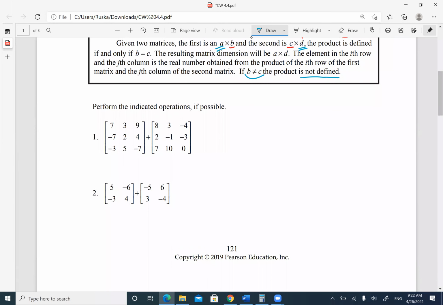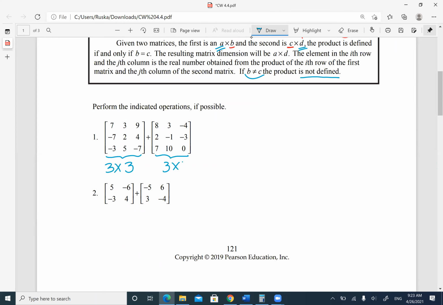Here we have two matrices. What is the dimension of the first one? Can you tell me? How many rows? It's 3 by 3. That's right. Good job. Thank you. What is the dimension of this one? It's again 3 by 3.